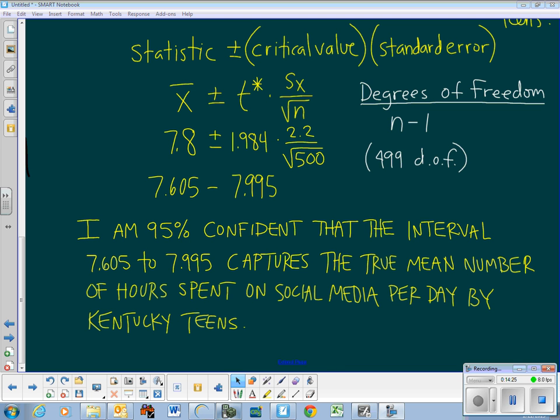Here's the sentence that you need to write for the last I, interpret with context. I'm 95% confident that the interval 7.605 to 7.995 captures the true mean number of hours spent on social media per day by Kentucky teens. Write it all out. The per day is important. By Kentucky teens is important. I will get all sorts of shortened, modified versions of this sentence. Don't be lazy, and don't write half a sentence. Write every single bit of that sentence. All of that context is important.